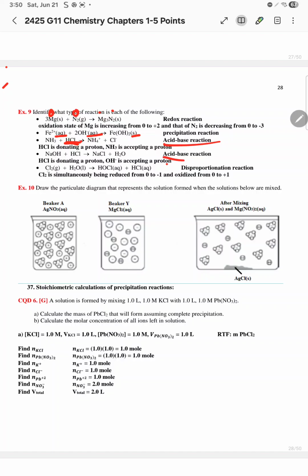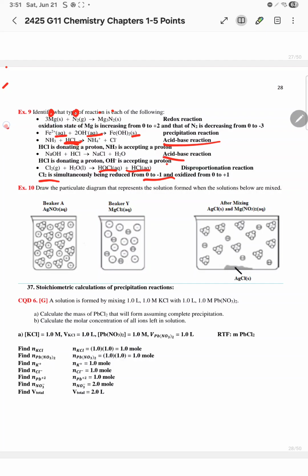Now Cl2 and H2O gives you HOCl plus HCl. These are disproportionation reactions. So Cl2 is being reduced from 0 to -1 and oxidized from 0 to +1. Because the Cl2 splits into two different molecules, one of them has to be oxidized and the other has to be reduced. Here you have Cl2 and here they're each in a different compound. That's how it can be both at the same time.